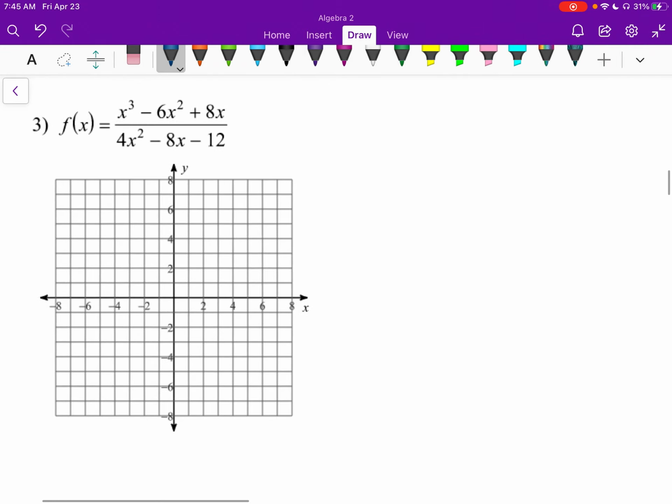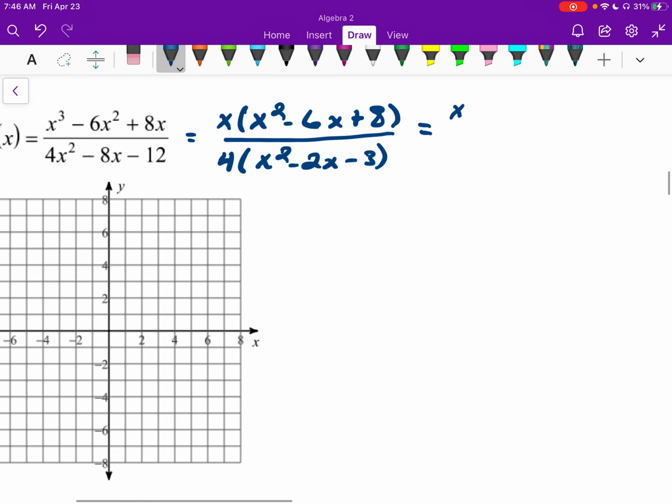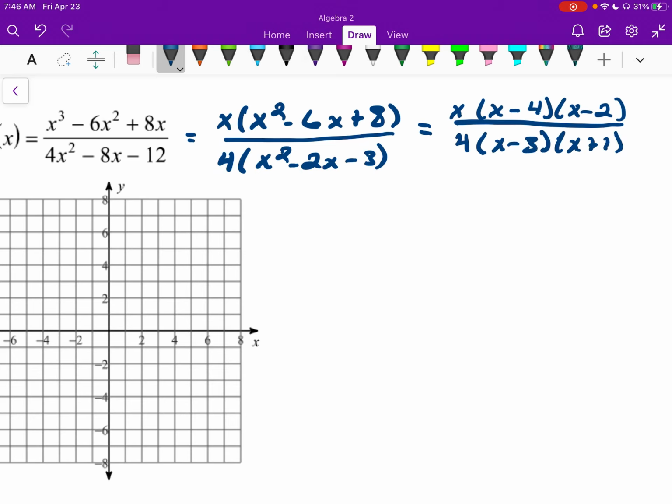Number 3. We're going to start off by factoring everything, so we'll pull the x out, then we'll have x squared minus 6x plus 8. On the bottom, I can pull a 4 out, so I'll have 4 times x squared minus 2x minus 3. The top will factor to x minus 4, x minus 2. The bottom will factor to x minus 3, x plus 1. Domain will be all reals, given that x won't be -1 or 3.